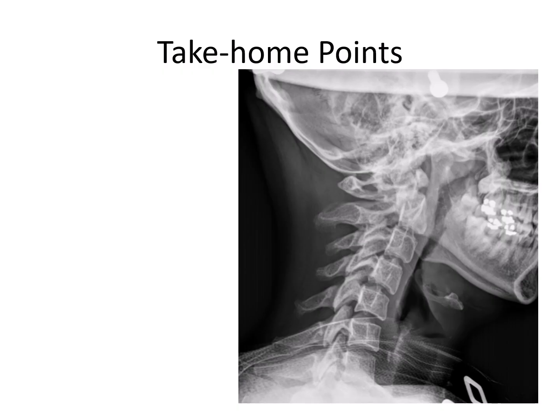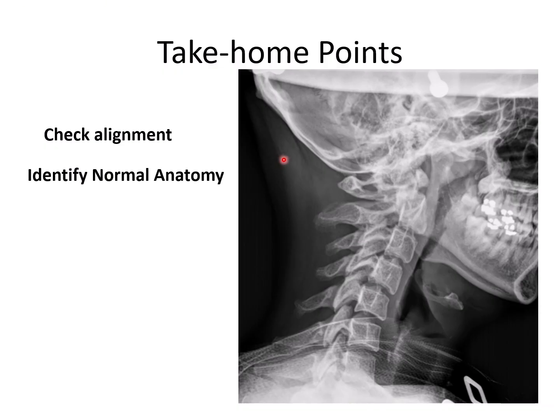Now the take home message for the cervical spine X-ray. Check for the alignment. In this image we can see that there is loss of the cervical lordosis. Identify normal anatomy. See first for the alignment, that is the anterior and posterior vertebral lines, spinolaminar line, and the posterior spinous process line. So identify the normal anatomy first.